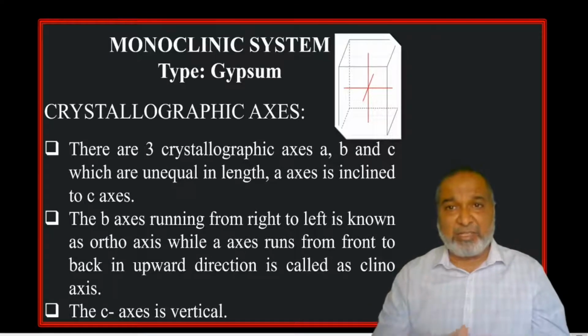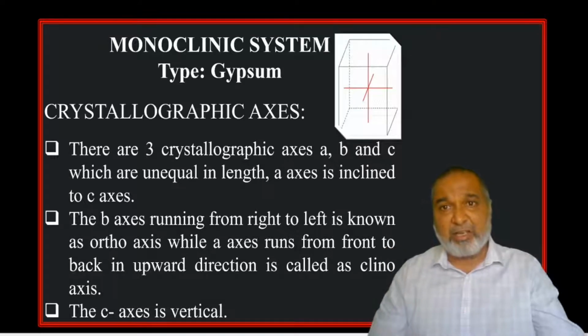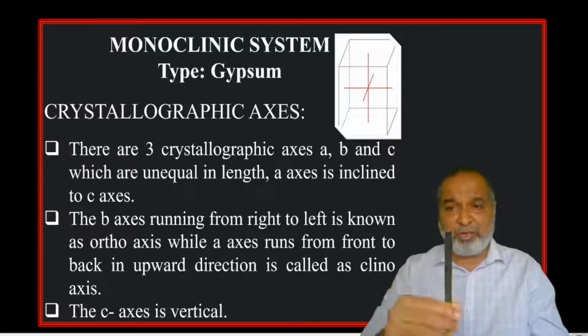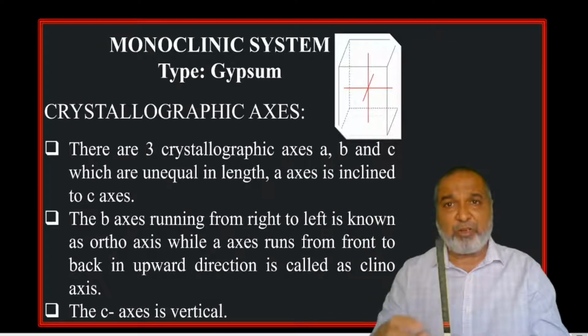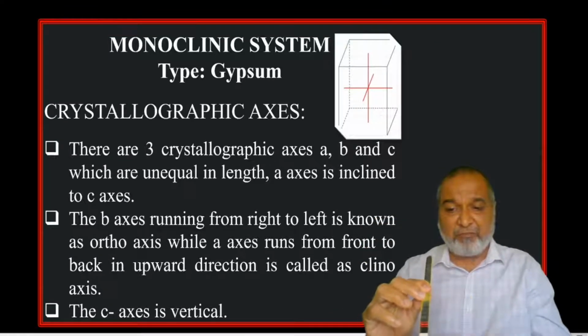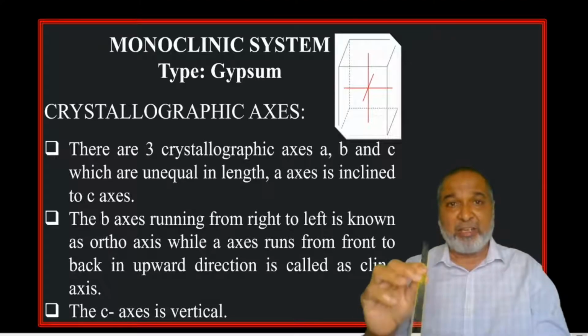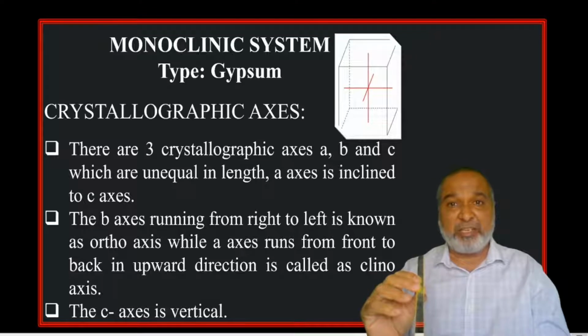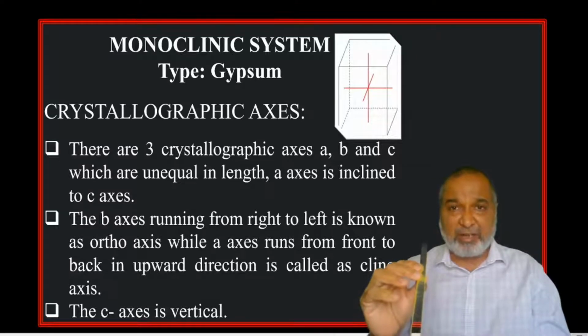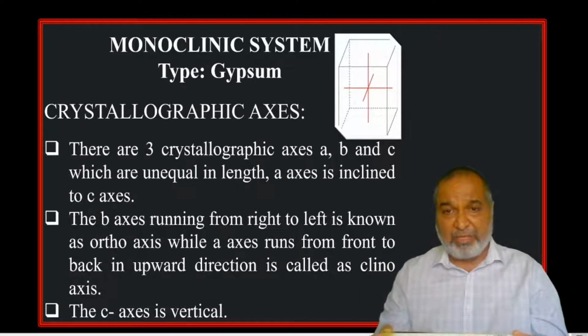Now in this system, there are three crystallographic axes. The C axis is the vertical axis, running from top to bottom. The A axis runs from front to back in an upward direction. This is the inclined axis. Mono means one and clinic means inclination. Here one axis is inclined, and the rest, the B axis, is horizontal, running from right to left.